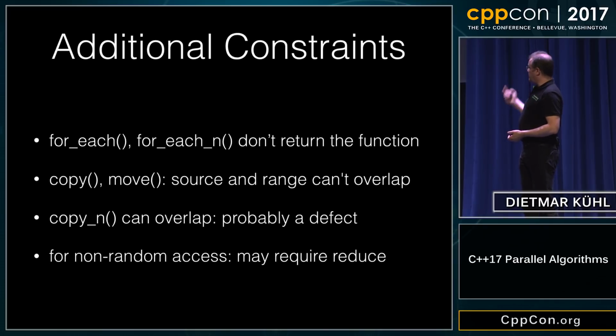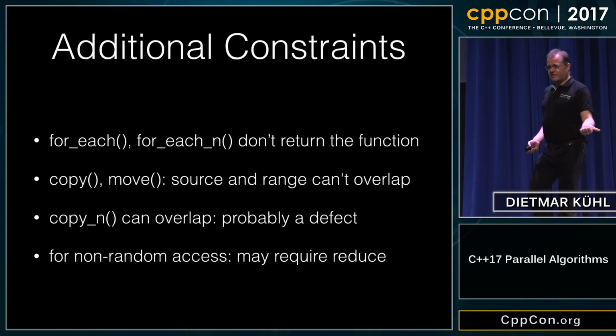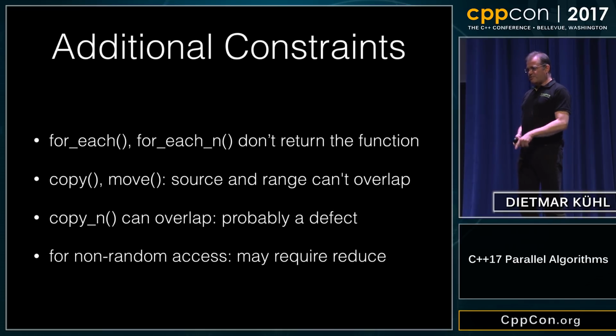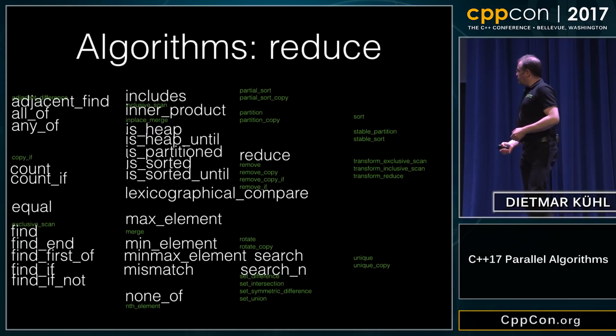There are some additional constraints, as I mentioned. The for_each functions do not return a function object, as they do in the sequential stuff. Copy and move are not allowed to overlap. I didn't find a constraint that copy_n is not allowed to overlap. So you can copy n elements. I don't think that is intentional. I think that is more like an error. And then some of these algorithms may do something more complicated, maybe something like a reduce, maybe something like a gather-scatter thing, if you execute them on non-random access iterators. But this set of algorithms would be expected to be really fast.